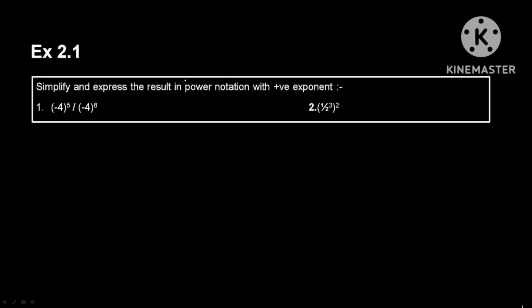Simplify and express the result in power notation with a positive exponent. This time we don't need to find the value of the power. If we simplify that power, it's enough. We have to simplify and express the result in power notation. Power notation means a raised to the power of n with a positive exponent, that is n has to be a positive exponent. Now let's move to the first one.